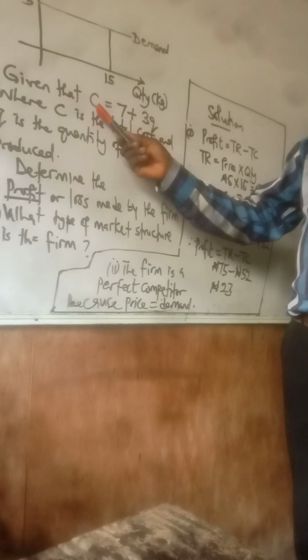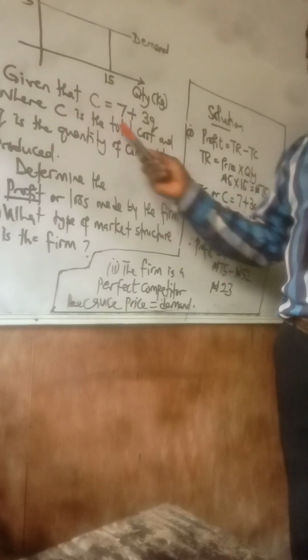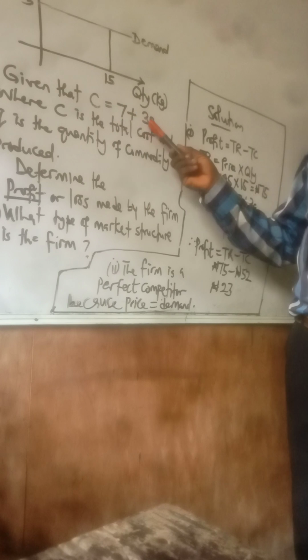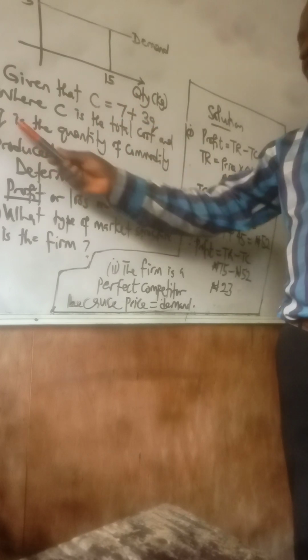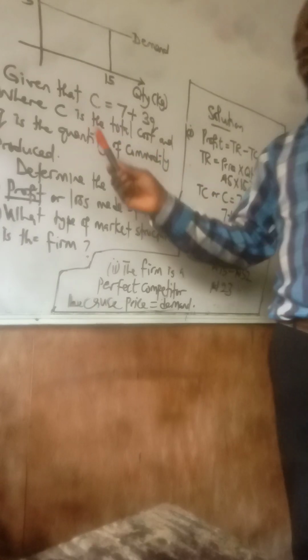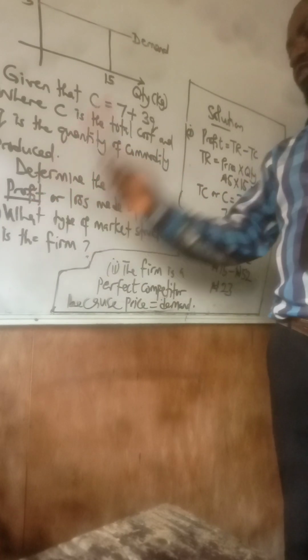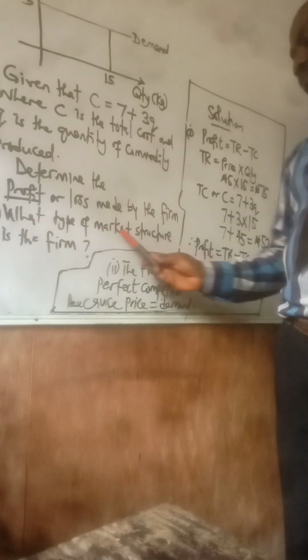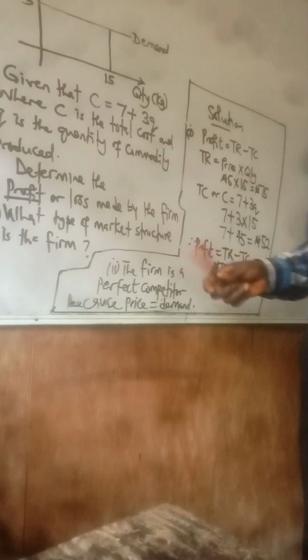On the board you can see you have a diagram given to us. And we have C given to us as 7 plus 3Q. That C means total cost, and this is a function. Then we have the Q to stand for the quantity of commodity produced. The question is asking us to determine the profit, and we should look at the type of market structure the firm is operating. It's a very simple question.